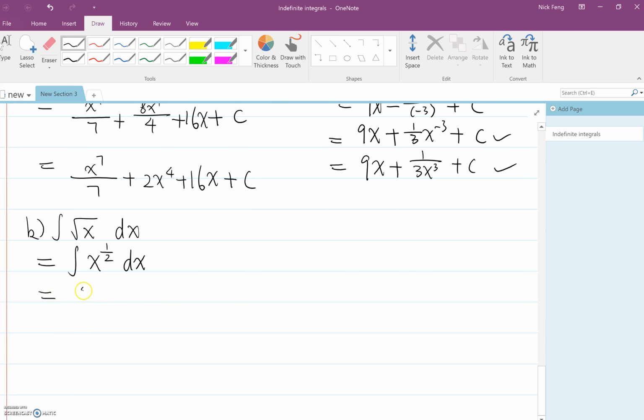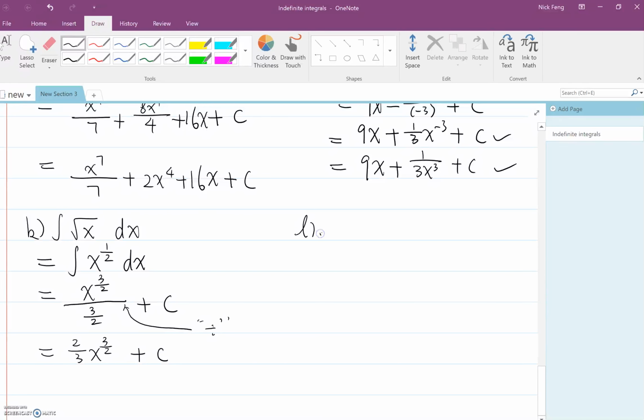And that gives you x to the power of 3 over 2 divided by 3 over 2 plus c. Now, the easiest way of understanding fraction of fraction is to treat this as your division. So basically, it's x to the power of 3 on 2 divided by 3 over 2. When you divide it by 3 over 2, we just multiply by 2 over 3. Does it make sense to you? Okay, so therefore, we are done.